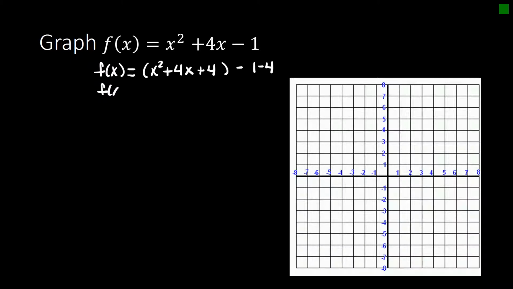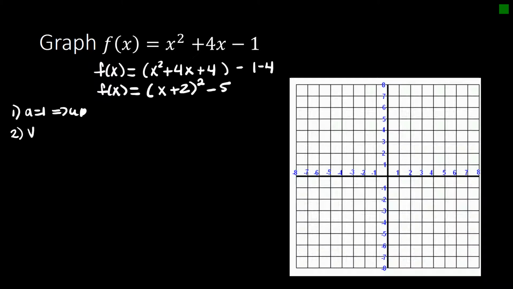But once we do this, what we have created is a perfect square trinomial where this x squared plus 4x plus 4 factors as x plus 2 quantity squared, and that becomes negative 5. So now this is in the standard form. And we can easily see that here a is 1. So this parabola points upward.